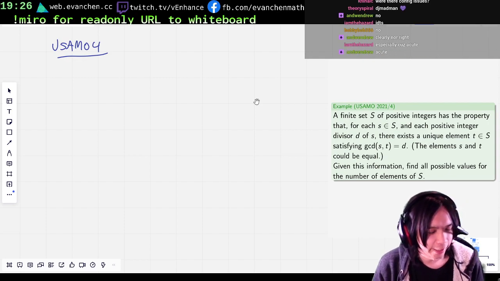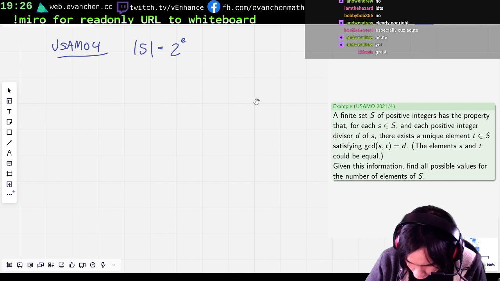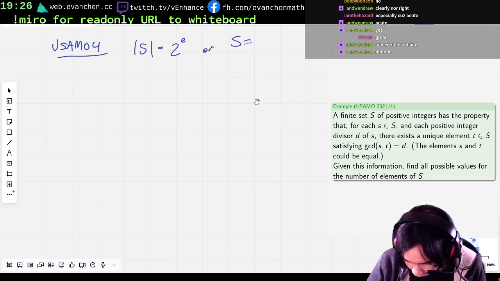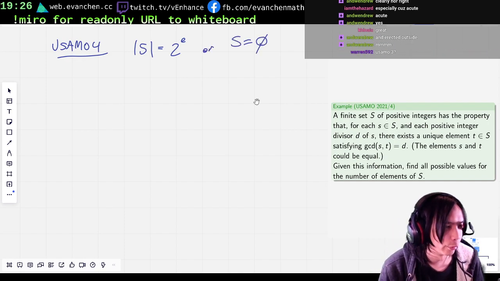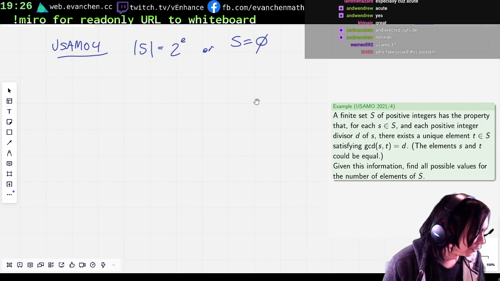Okay, so the answer is S should be a power of 2, or if you are a keeper of the empty set, I guess S equals the empty set works as well. Technically. We're doing 1, 4, 2, 5, 3, 6 is the order.